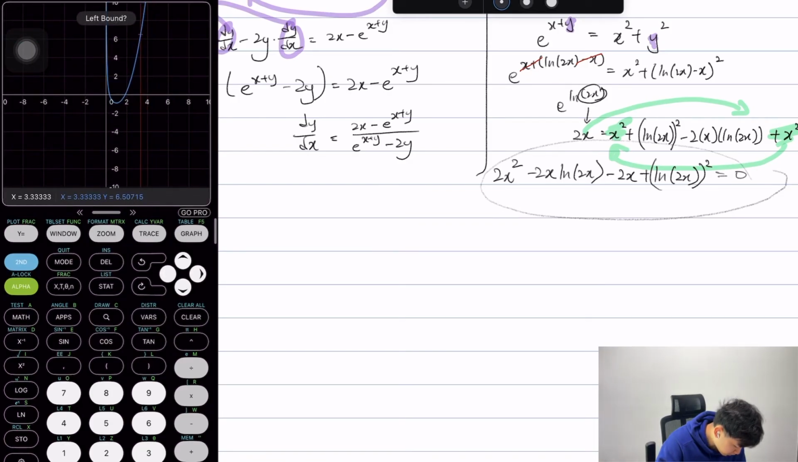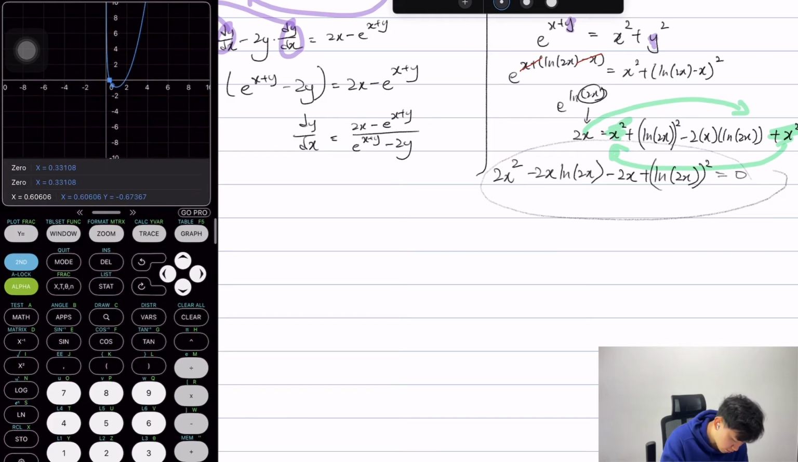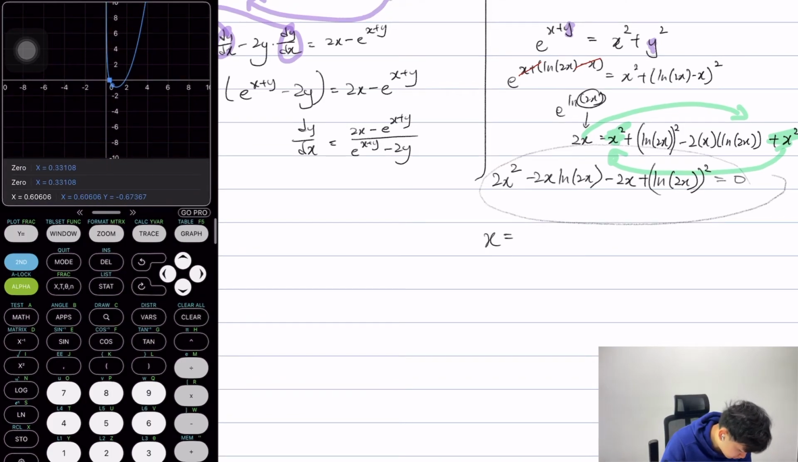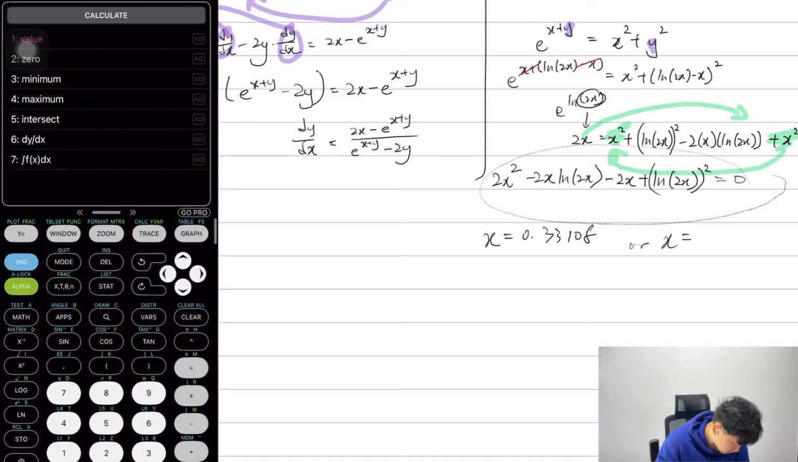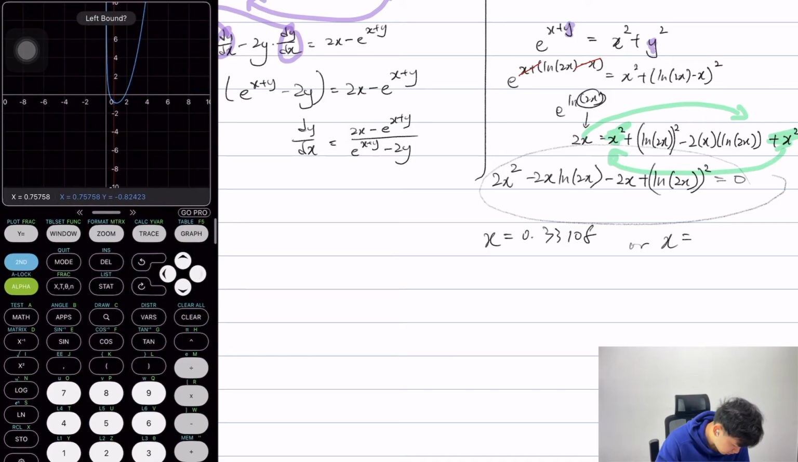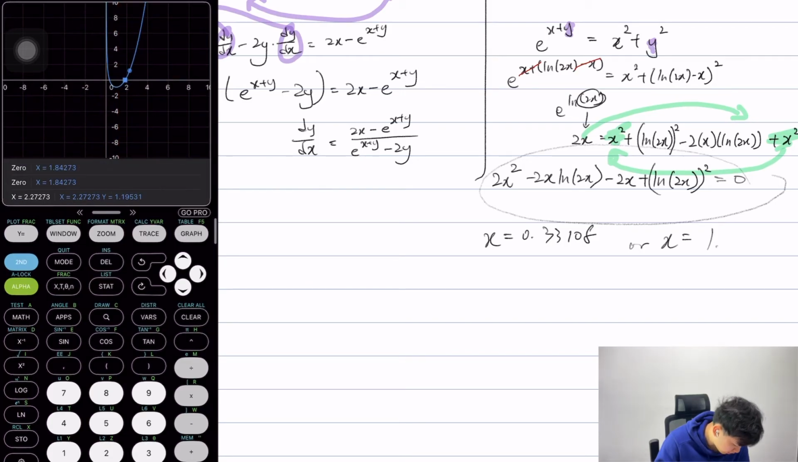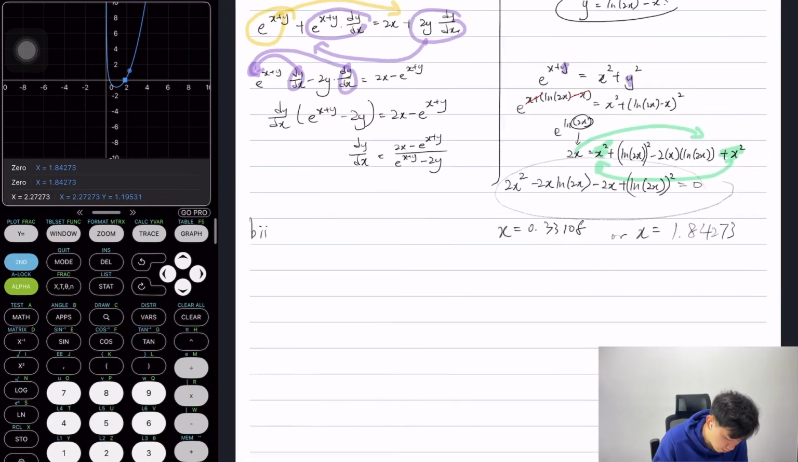So left boundary, the first point we're gonna find is basically from here all the way to here. So the first point is x equals 0.33108, and then the second trace, the right bound, is actually 1.84273. Okay, so correspondingly, what is the y?